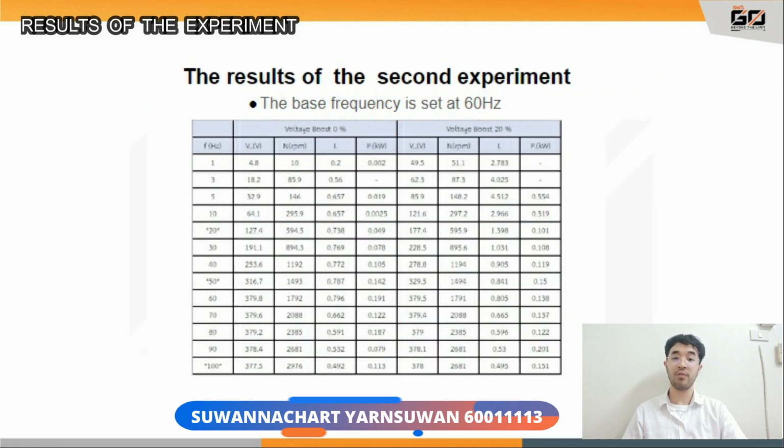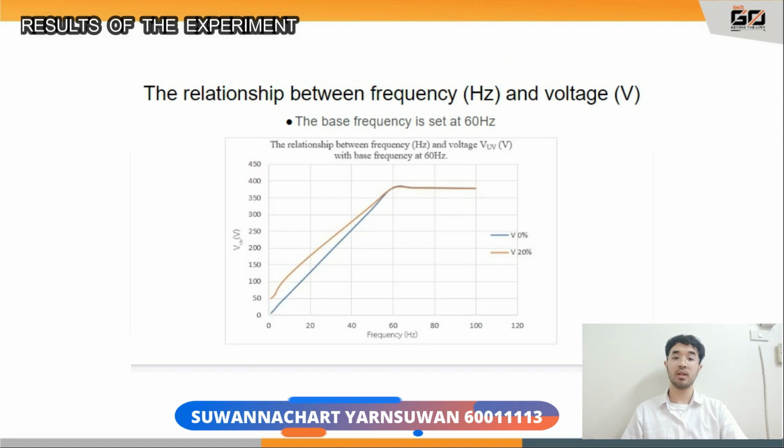Experiment 2. The base frequency is set at 60 Hz with the voltage boost starting at 0% and 20%. The results are shown in the following table 2. Table 2. Base frequency 60 Hz. According to the data from table 2, we can see the relationship between frequency and voltage in the form of a graph as follows. This graph is showing the relationship between frequency and voltage VUV at base frequency 60 Hz, so it will look similar to graph 1. However, the operating area will change at 60 Hz and voltage will be constant after 60 Hz.